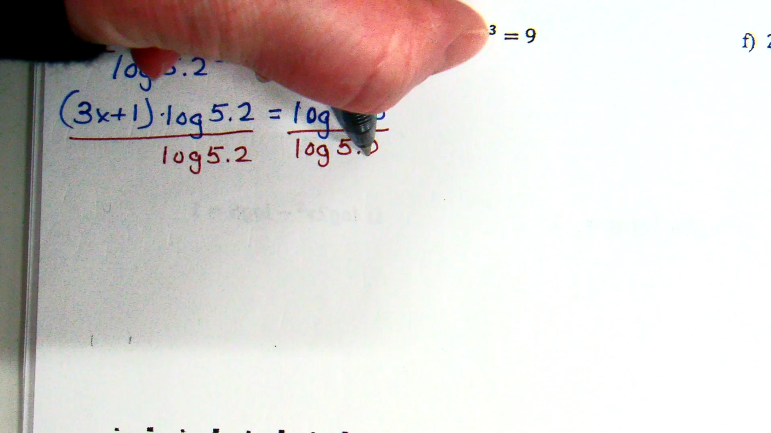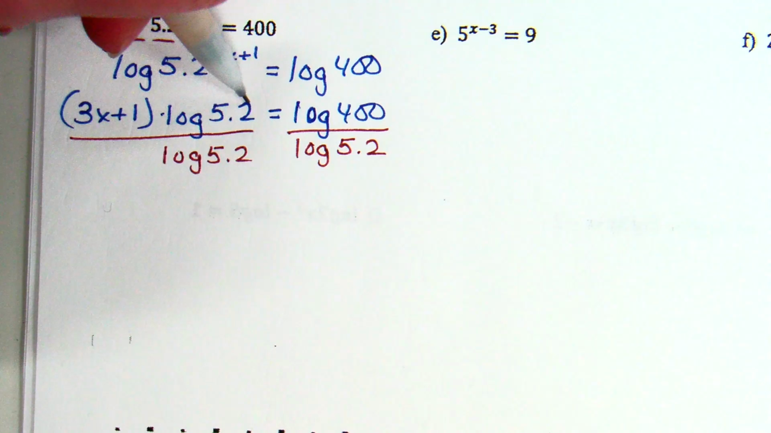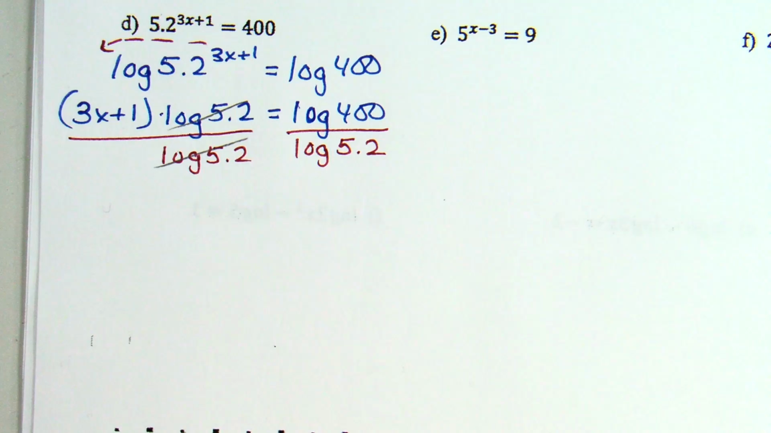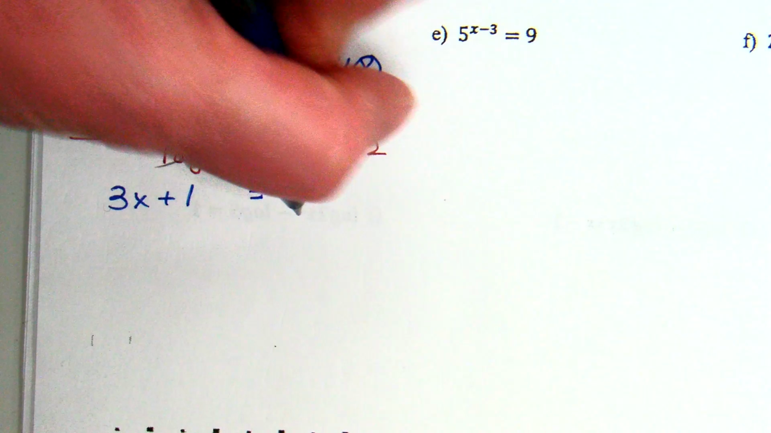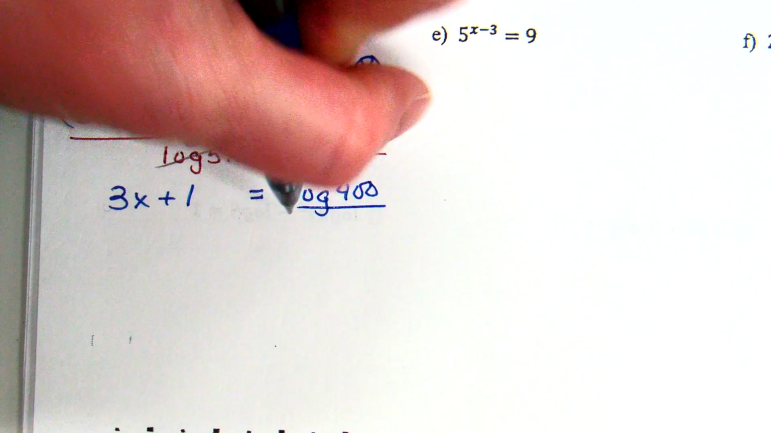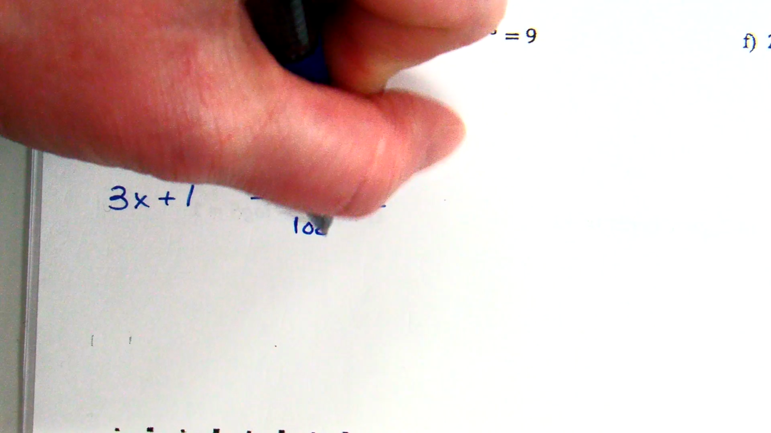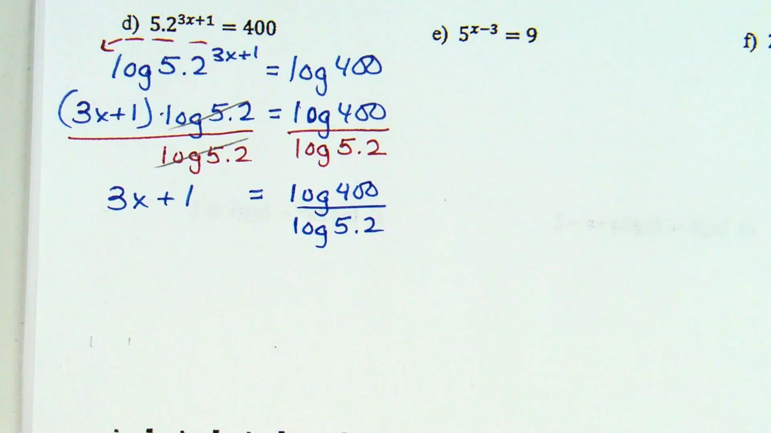So, since it's 3x plus 1 times something, we're going to divide. So, what I'm going to write on my paper right now is I still have 3x plus 1, yes? On my right side, I'm just going to write down log of 400 divided by log of 5.2. A, I don't want to have to keep writing a messy decimal. And B, if you round that messy decimal too much, it could throw off your final answer.